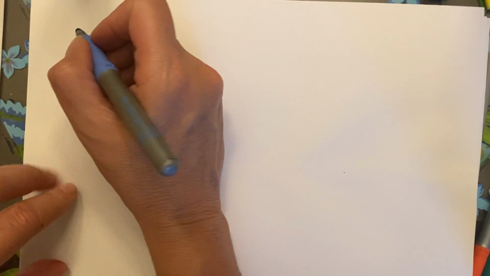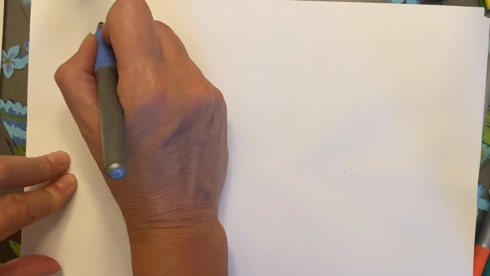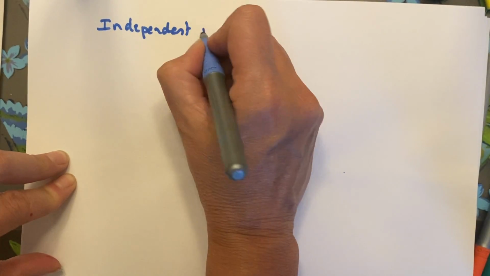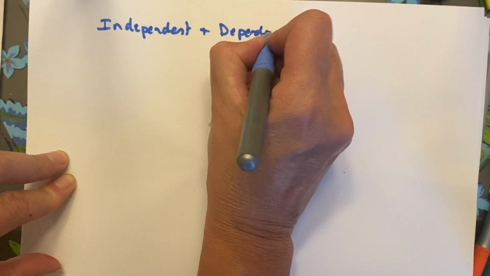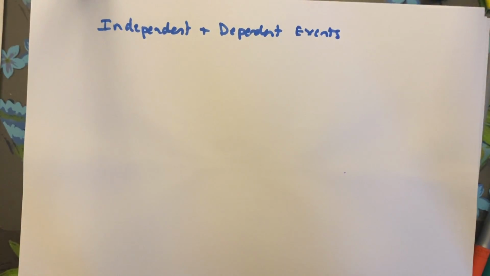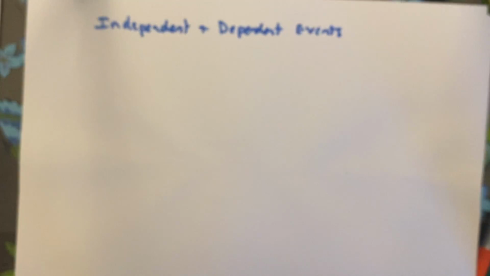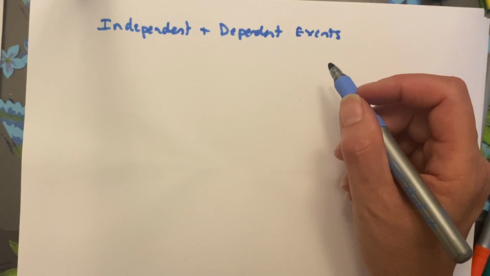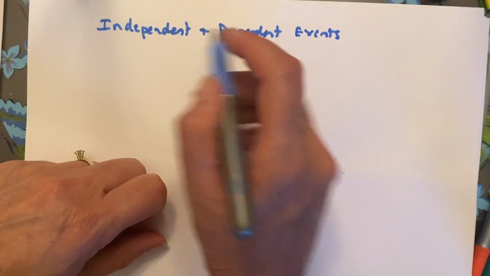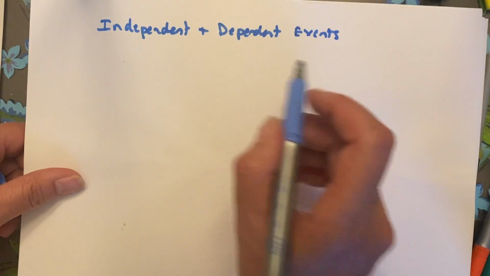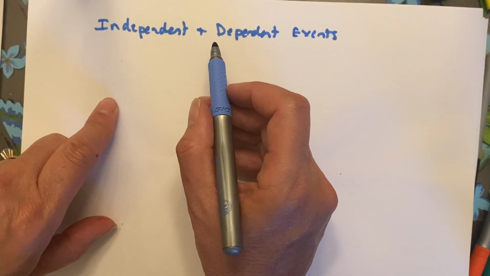So we're going to talk about independent and dependent events. At the very beginning, I talked about events that happen at the same time, which we just did, but they sometimes have something in common. Independent and dependent events are events where they either don't have any correlation to each other, don't depend on each other, or where one affects the other.